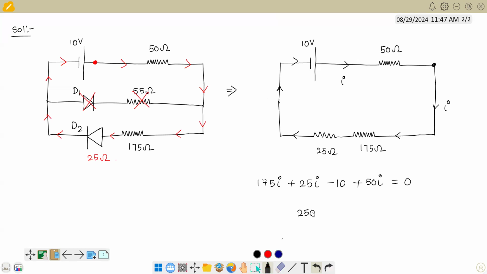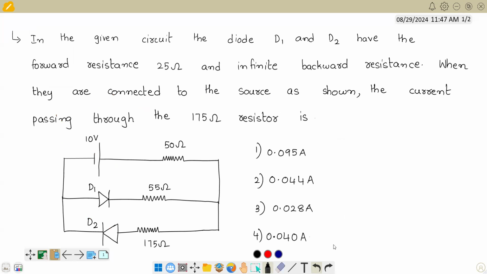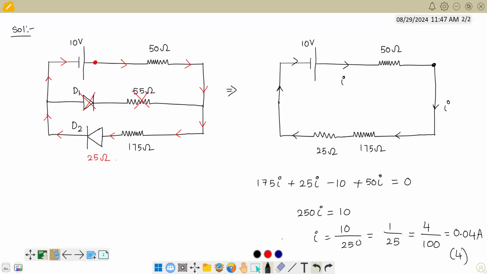So we get 250i equals to 10. I equals to 10 by 250. So we can write it. Let us make denominator into 1 by 25. 1 by 25, I'll multiply 4 in the numerator and 4 in the denominator to make calculation easy. So we get 0.04 ampere. 0.04 ampere means simply it's our option 4.